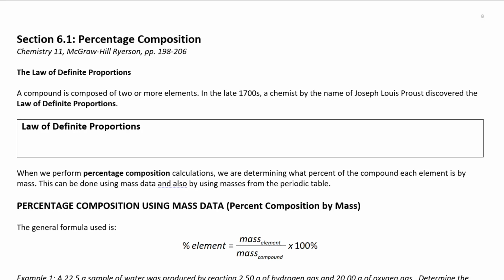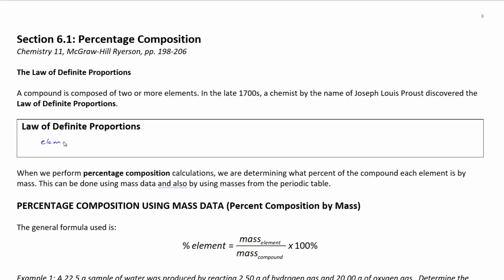Section 6.1, Percentage Composition. We'll start with the law of definite proportions. A compound is composed of two or more elements. In the late 1700s, a chemist by the name of Joseph Louis Proust discovered the law of definite proportions, which states as follows.